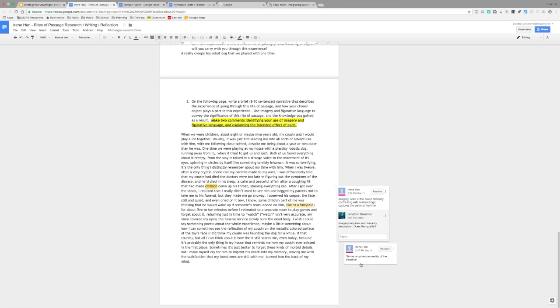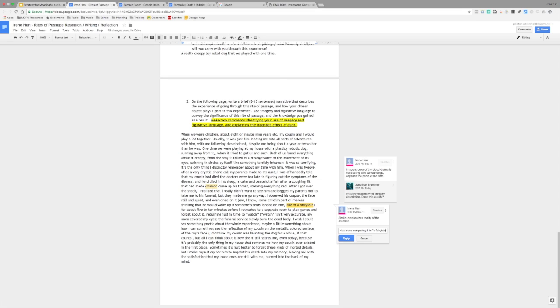And for her figurative language, she uses a simile here. It says someone's tears landed on him like in a fairy tale. And she writes that the simile emphasizes the reality of the situation, which, how does comparing it to a fairy tale make it more realistic?